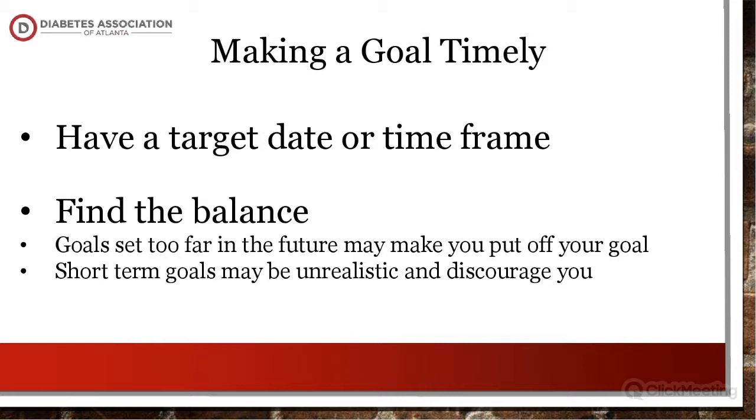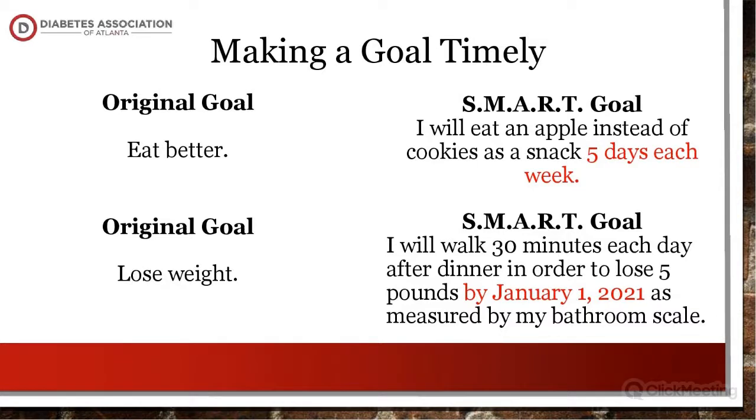Similarly, if we have a goal that is short term, it may be unrealistic for us, or it might discourage us if we say that we want to do something by next week when we know that we can't do it. So we need to find the balance between something that is realistic, but also something that won't make us put off our goals. And so again, you can see in these examples that the time can either be a time frame, so many days per week, or it can be a certain date by which you want to reach your goal.